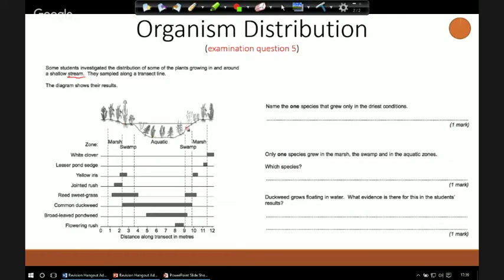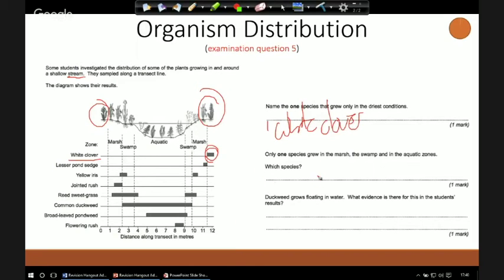Well, if this is a river, our driest conditions are going to be on the edges. And so looking at all the different organisms, we would find that our white clover is the only one that is found in the dry conditions. So this would be white clover.